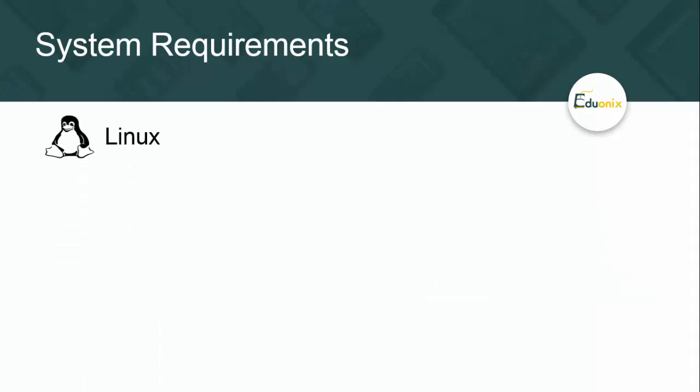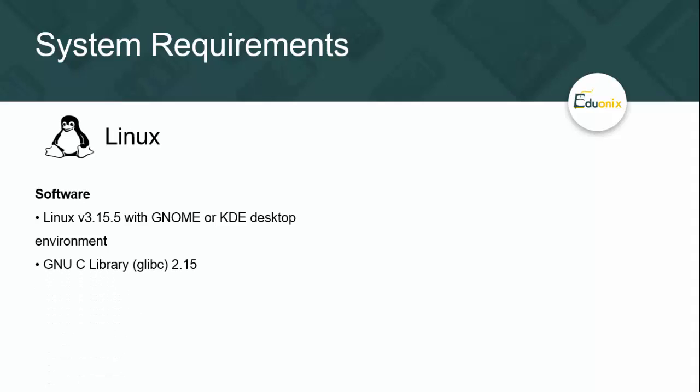If you're developing on the Linux operating system, you will have both software and hardware requirements. For software, it is recommended to use the latest stable version of Linux, version 3.15.5, with a GNOME or KDE desktop environment. Popular distributions like Ubuntu and Linux Mint provide these. You will need to install a GNU C library, glibc 2.15, to allow you to perform operations like read, open, print, or close commands. You will need to install the Java Development Kit version 7.